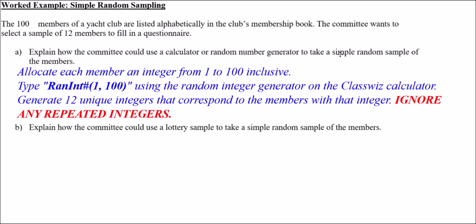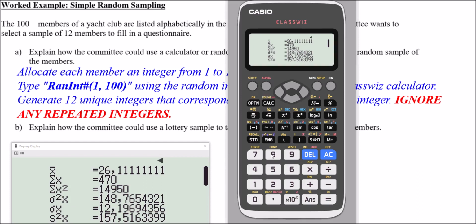I'm going to show you how to do this on the calculator as well. So allocate each member an integer, which is a whole number, from 1 to 100 inclusive. Then these 100 people could be selected using the calculator by typing RanInt#, then in brackets 1 to 100, close brackets, using the random number generator on the calculator. So let's start this first.